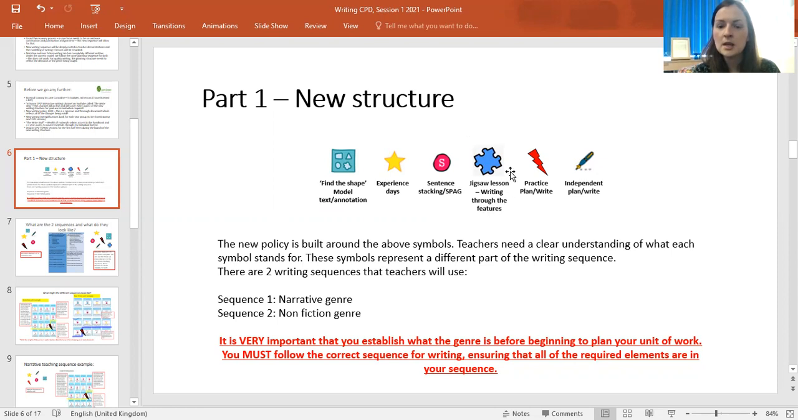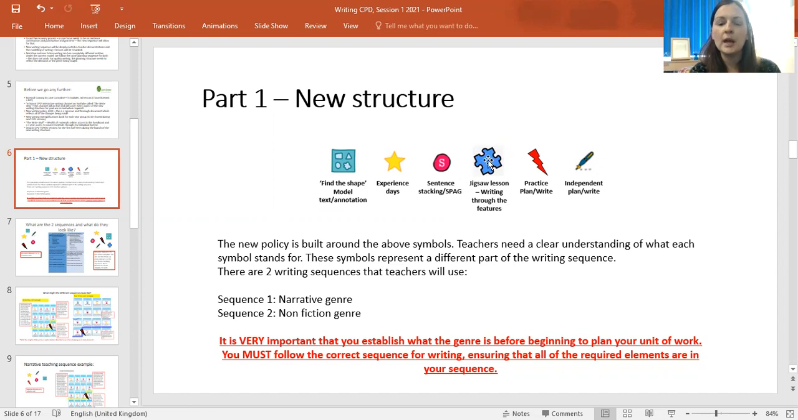Jigsaw lessons. So this lesson here is more geared towards the non-fiction genres. So your non-fiction teaching sequence, children will have jigsaw lessons where they will write through the specific features that the teacher feels that they need to practice in order to put that piece of writing together. So this jigsaw one does not appear in the narrative sequence. And again, go back to the policy, it explains all of this really, really clearly.